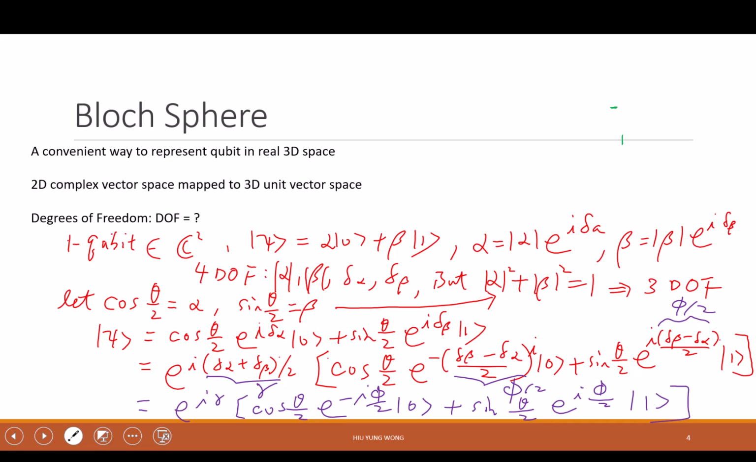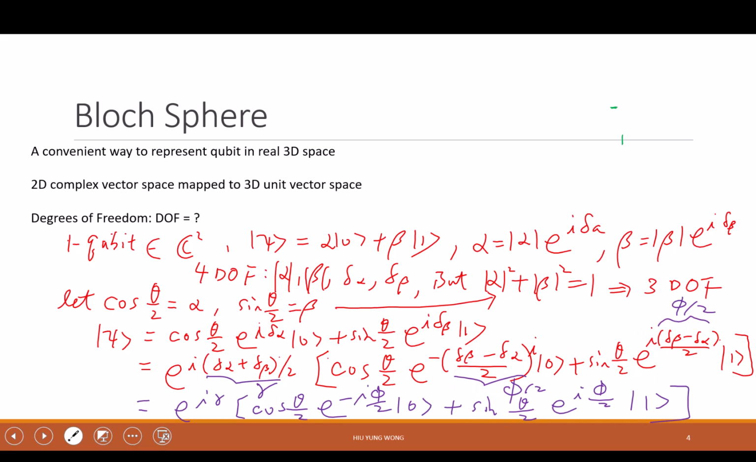And I want to further simplify it. This is a pretty complicated math, but what I'm trying to do is just take out a common part of delta alpha and delta beta. Then I get e to the power i delta alpha plus delta beta divided by 2. Just a number, I call it gamma, right? And because I take out this one, it will become negative delta beta minus delta alpha divided by 2. I call it phi divided by 2. And this part becomes phi divided by 2. This is minus, this is plus.